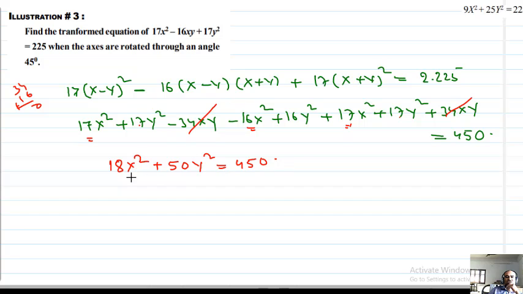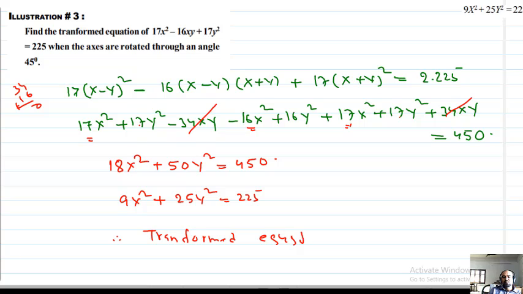We can divide throughout by 2, then 9X² plus 25Y² equal to 225. So now the final conclusion: therefore, the transformed equation is 9X² plus 25Y² equal to 225.